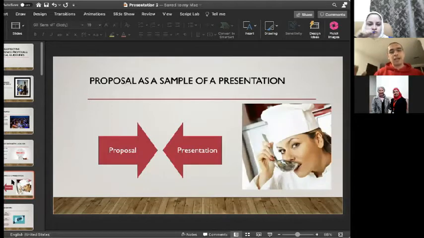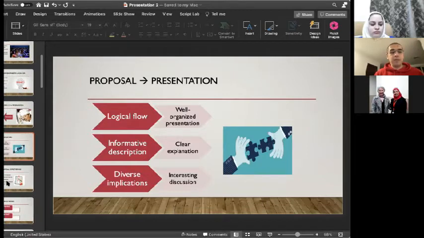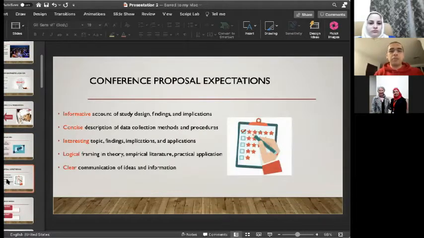So what they do is they ask researchers for proposals, and they think of the proposal as a sample of their presentations. If they see that your proposal flows logically, they assume that you have a well-organized presentation. If you provide an informative description of your study, they assume that you can offer a clear explanation of the study. If your study has diverse implications, they assume that it will steer an interesting discussion on the topic.